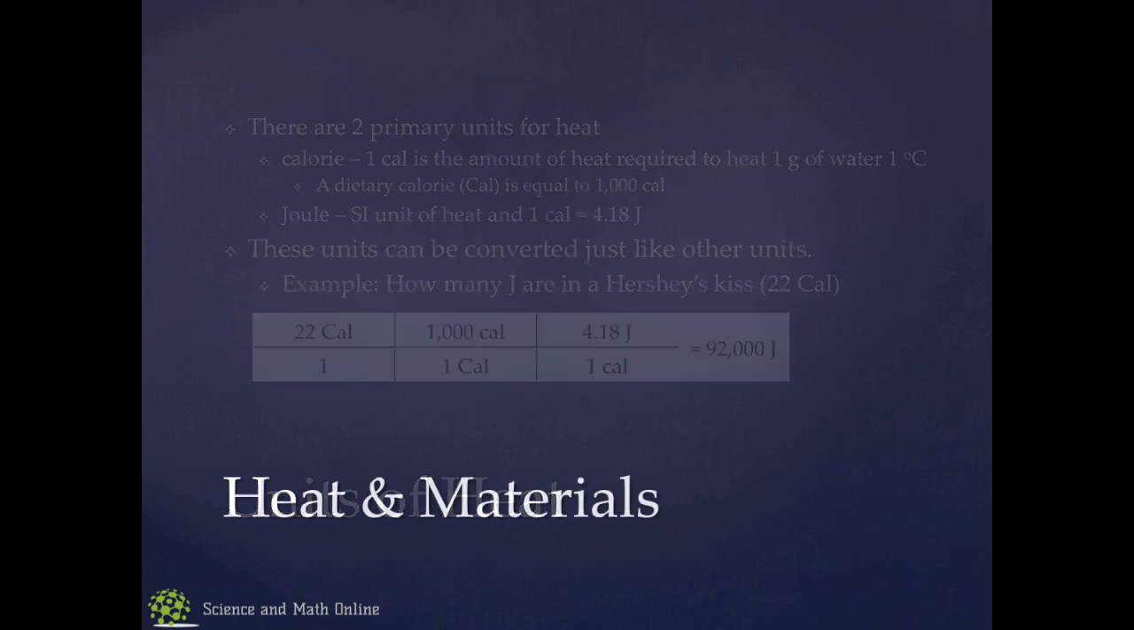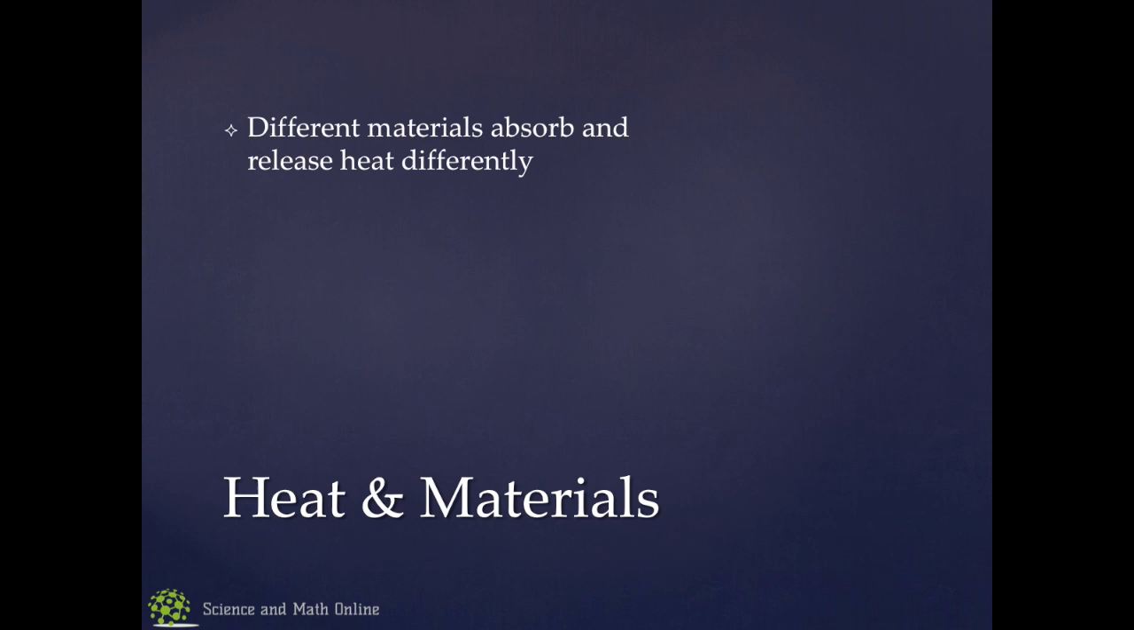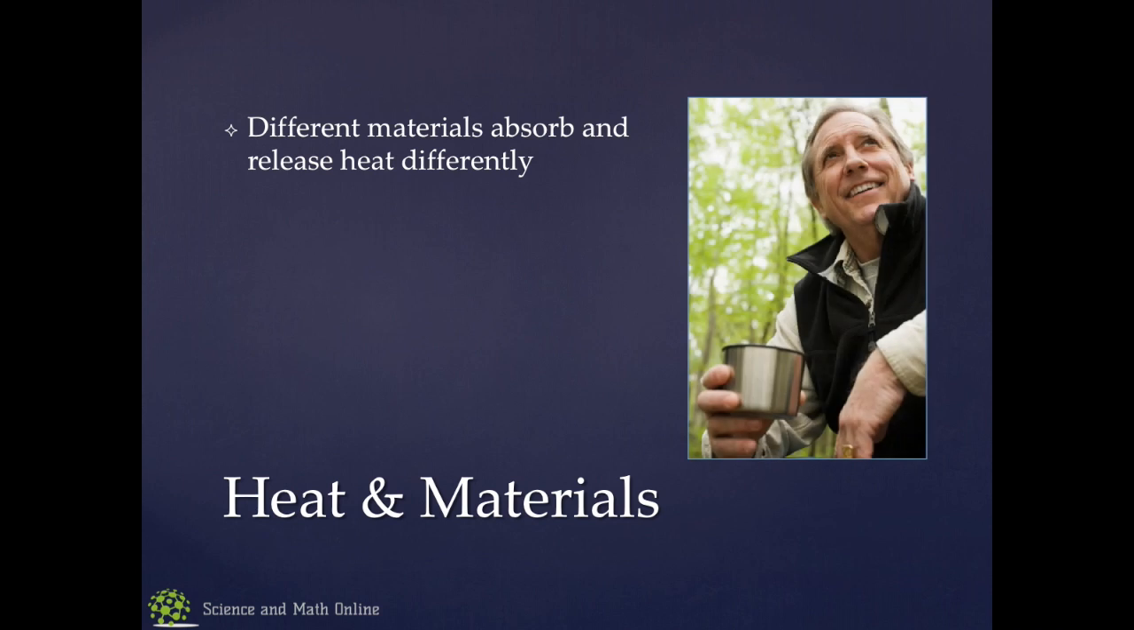Different materials deal with heat differently, and the measure of how they do this is called specific heat. Think about it. If I've got hot water in an insulated mug, I probably don't feel it. But if I have hot water in a thin metal cup like this, I'm going to feel that heat go through that cup to my finger very quickly.